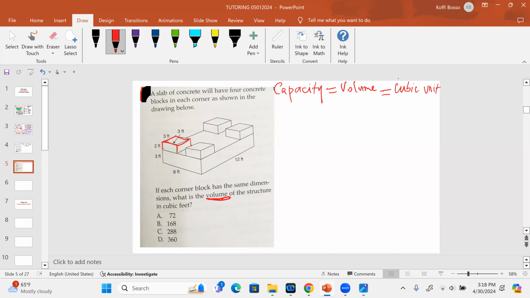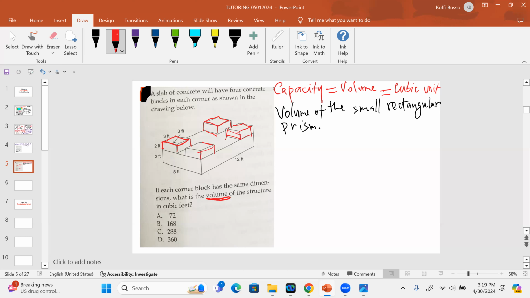So to find the volume here, we can find the volume of the small rectangular prism. Let's write it down. Volume, V, of the small rectangular prism. By the small rectangular prism, I mean the one I have in red. This one also, same thing.